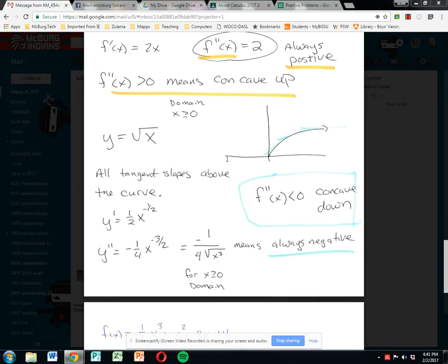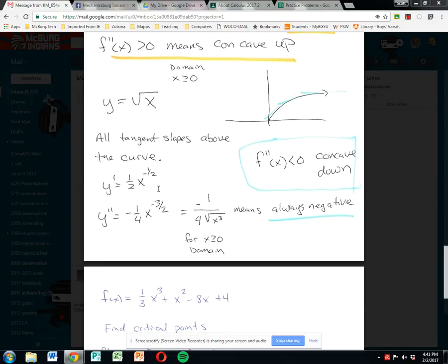A little bit different of a problem, if we take a look at y equals radical x, it looks something like this. Notice that the tangent lines are always sitting on top of this particular curve. This curve is what we call concave down. If we actually solve for the double derivative, we'd find that the double derivative is negative 1/4 over the square root of x to the third power.